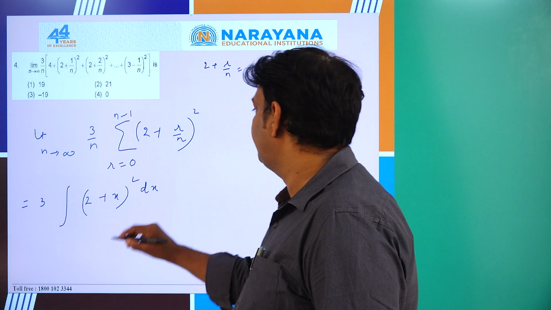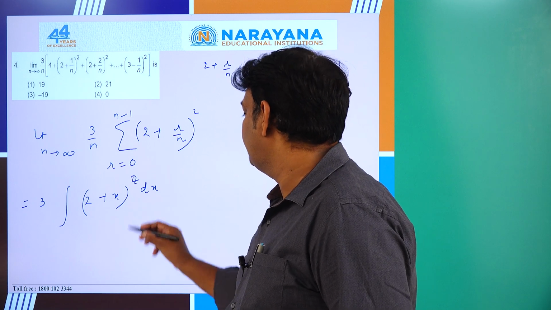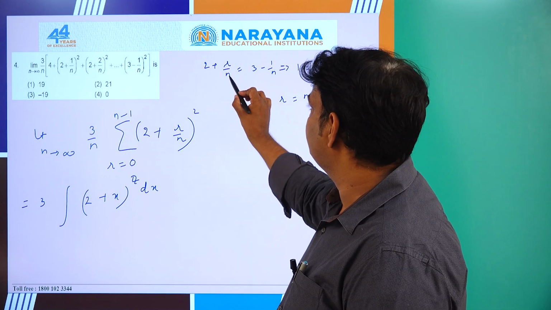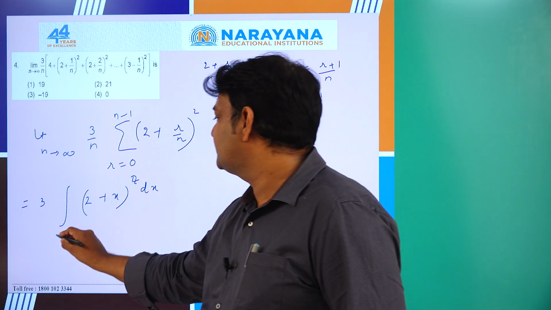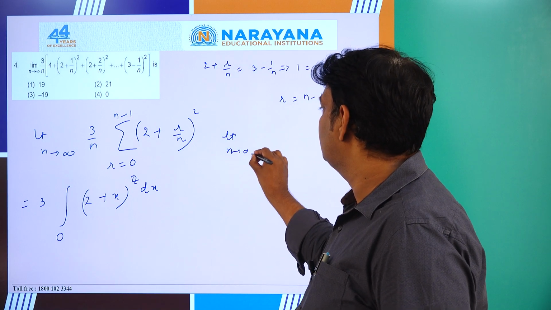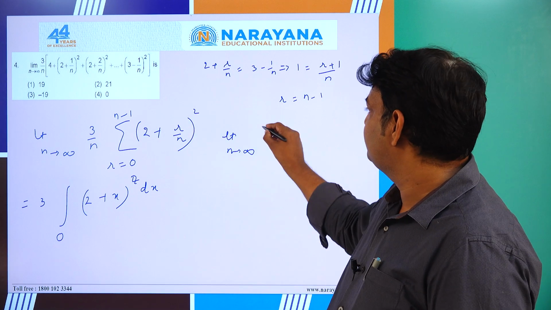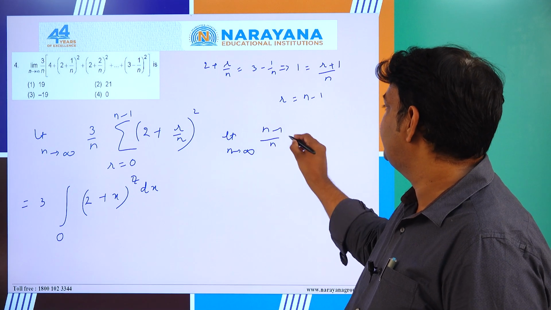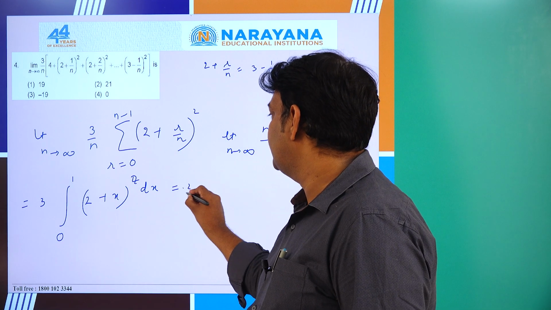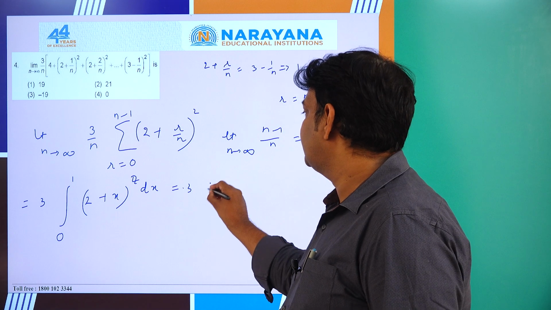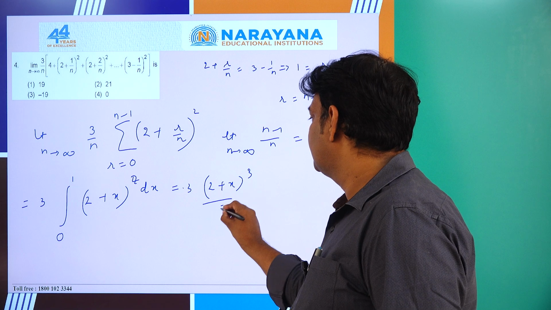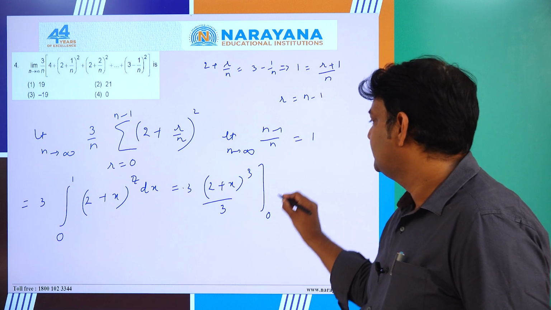Now the lower limit and upper limit. The lower limit is nothing but when r is 0. What is limit n tends to infinity of r by n when r is 0? Obviously 0. And what is limit n tends to infinity when r is n minus 1? n minus 1 by n as n tends to infinity. What is this limit value? 1. So this is nothing but 3 times 2 plus x whole cube by 3 from 0 to 1.